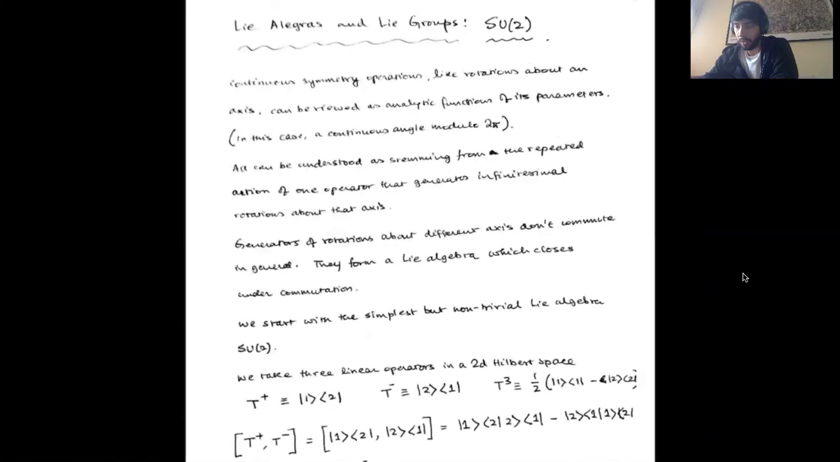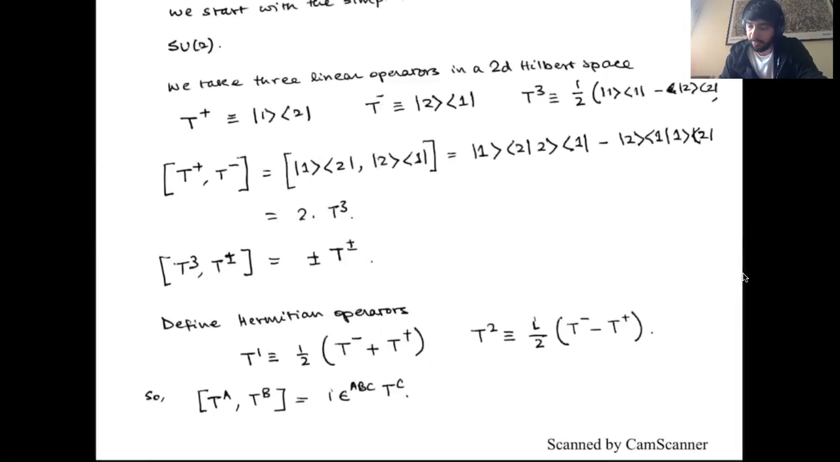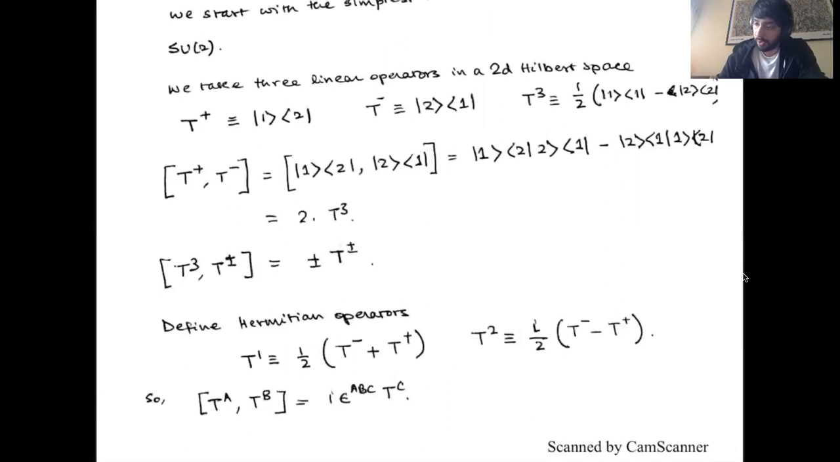So let me remind you of what we did with SU2. We said that this was the first non-trivial Lie algebra. The generators take this form, where epsilon ABC are the structure constants. That means that your structure constants take a certain form, and this defines what the algebra is going to be.